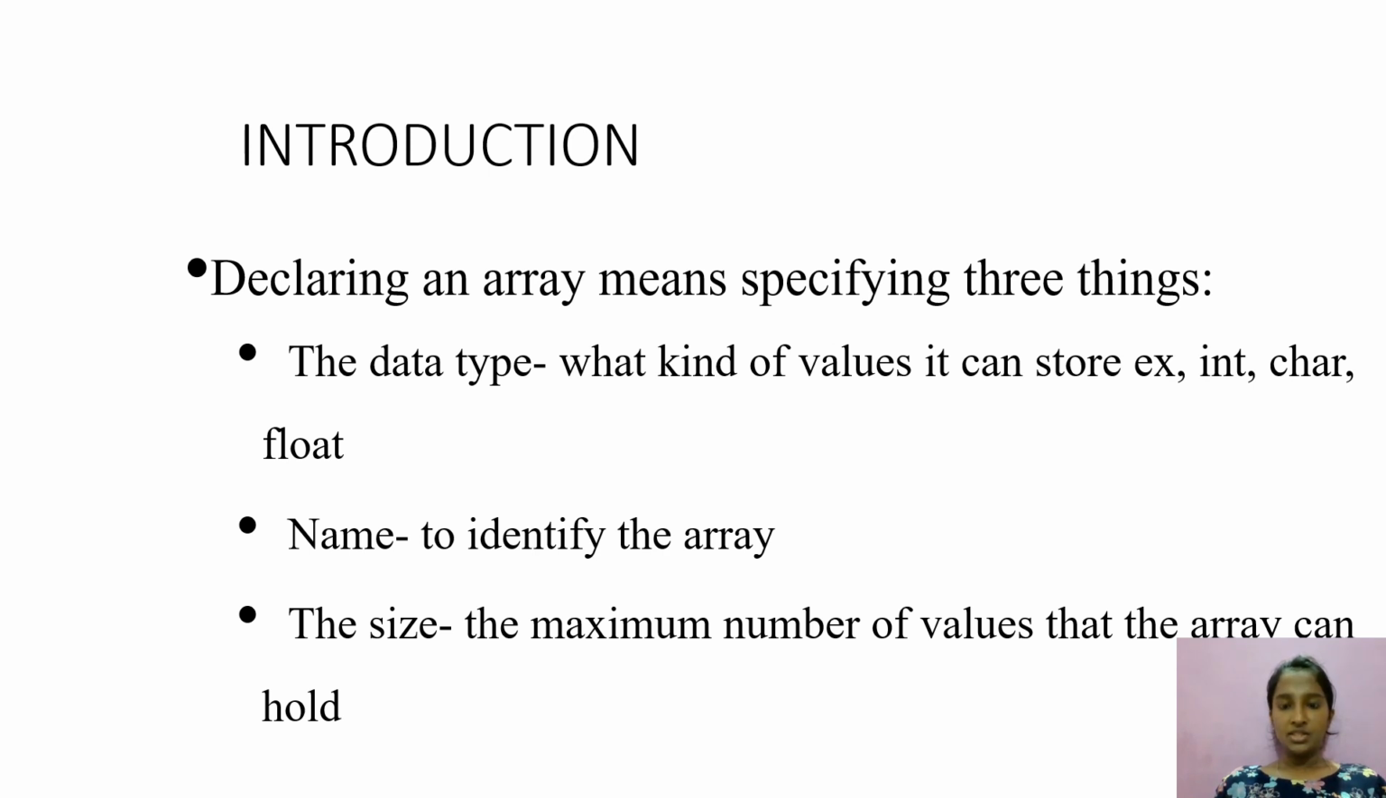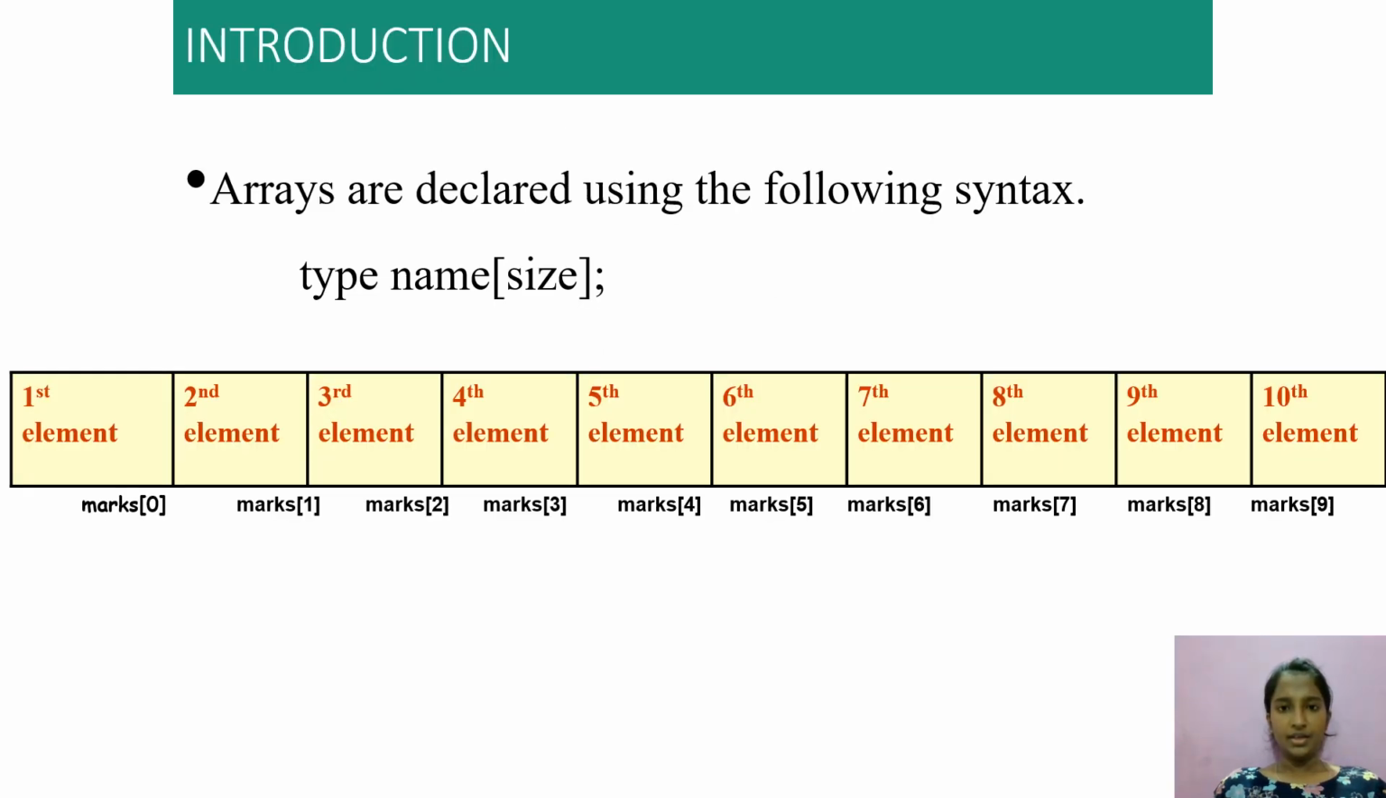Declaring an array means specifying three things. The data type, which is what kind of values it can store, for example integer, character, float. The second thing is the name to identify the array, and the third thing is the size, the maximum number of values that it can hold. Arrays are declared using the following syntax: type name[size].